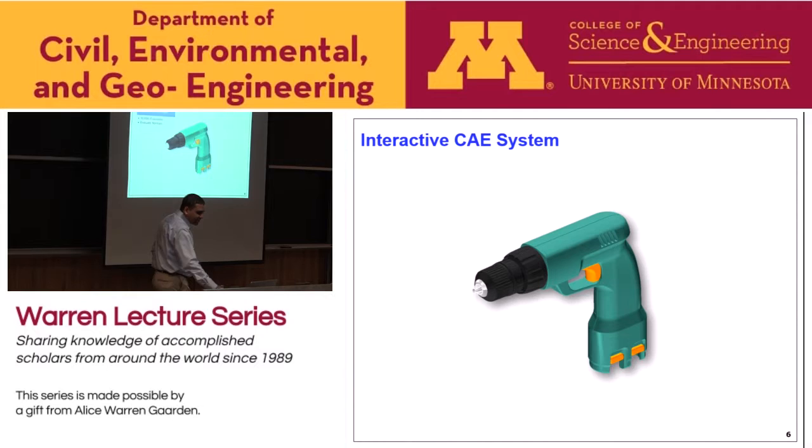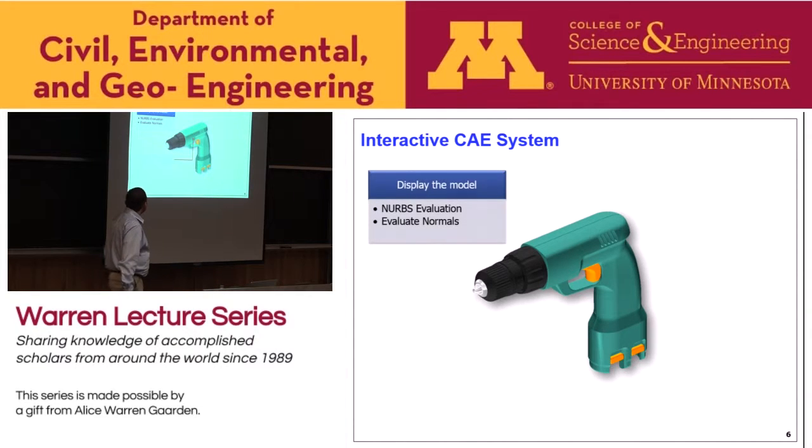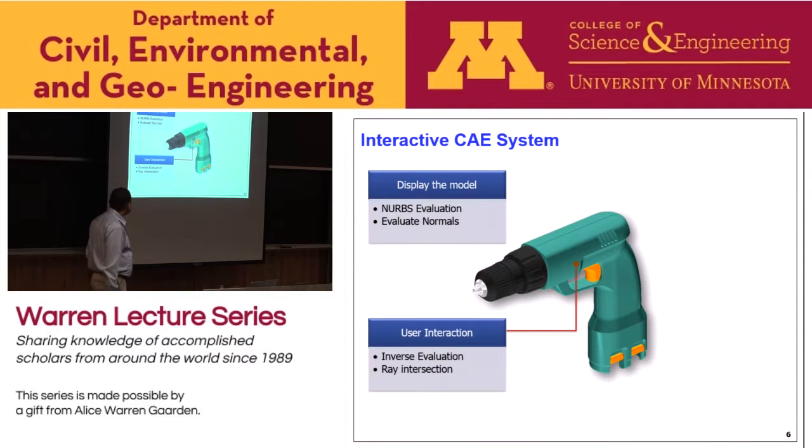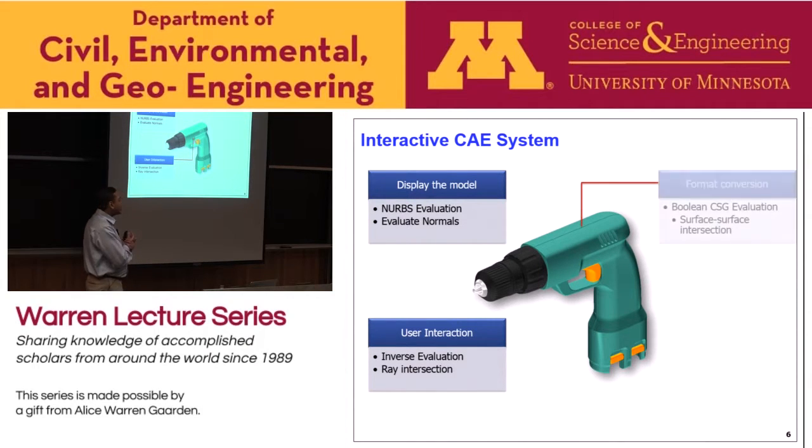So if you look at the CAD/CAM system, what are the different things that you would need in a computer-aided design and engineering system? You first want to display the model. That includes things like evaluating the NURBS surfaces, evaluating the normals for lighting and display. If you want user interaction with the model, you need to do what is called inverse evaluation, where if your user clicks on a point on a surface, you want to figure out where exactly that point lies. And this involves things like ray intersection.